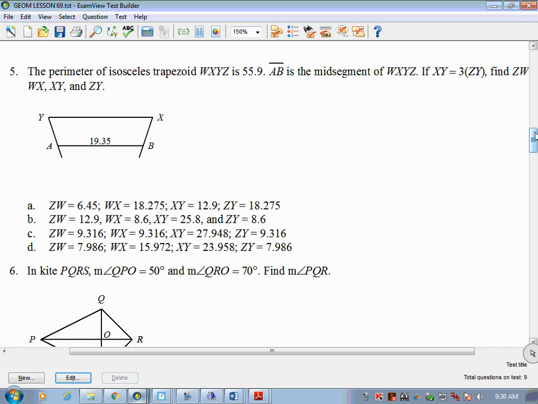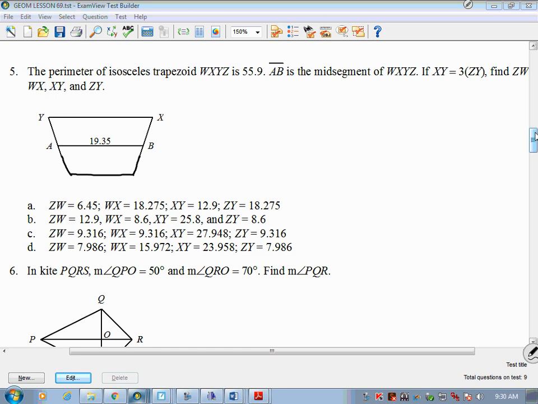Question number 5. And this one, for whatever reason, didn't finish out there. Okay. This may be one of the toughest questions that we see. So be ready for this. All right, the perimeter of isosceles trapezoid is 55.9, which means this: side 1 plus side 2 plus side 3 plus side 4 equals 55.9. Do we get that? Okay.